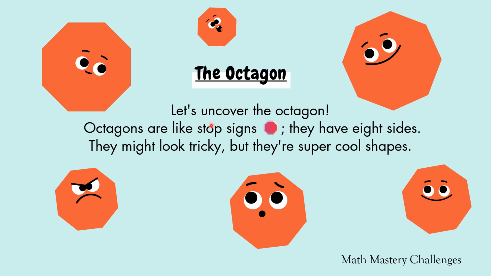The octagon. Let's uncover the octagon. Octagons are like stop signs. They have eight sides. They might look tricky, but they are super cool shapes.